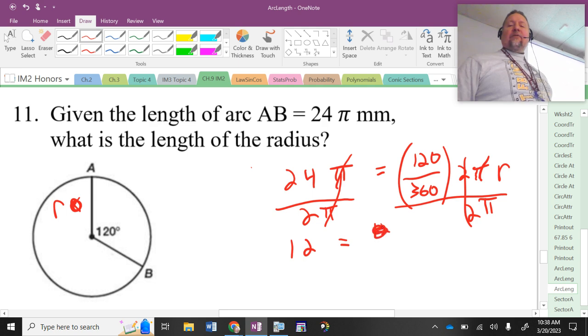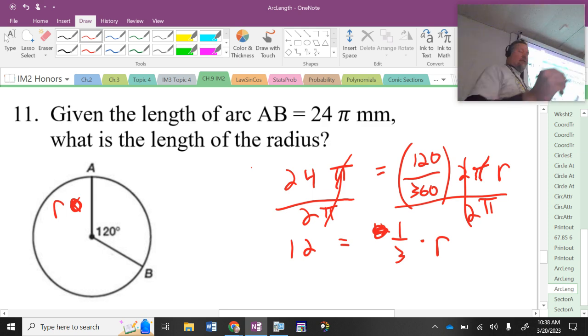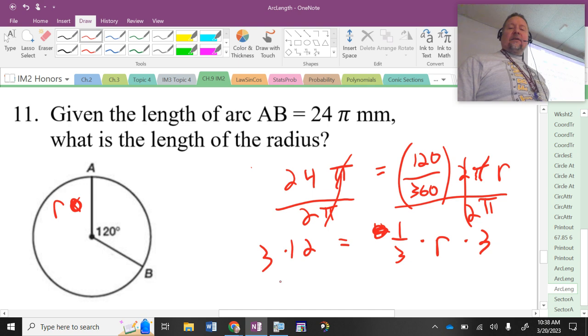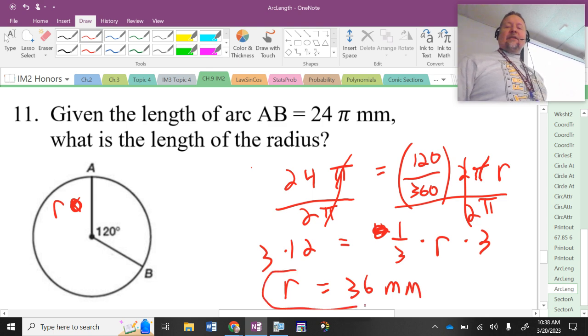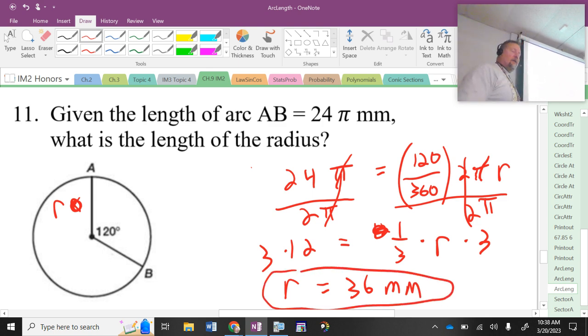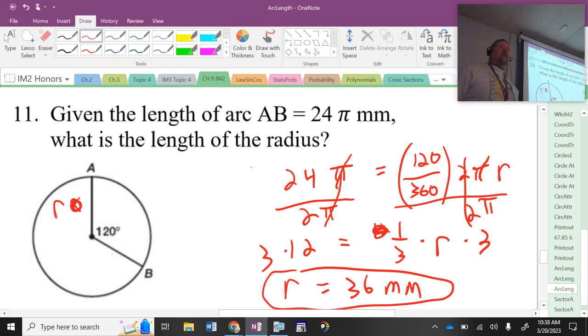By the way, 120 over 360 is 1/3. Then I guess I can do this real fast. Go ahead and multiply by 3 on both sides. And then r equals 36 millimeters. All right, and that's how you end up solving that. So 120, 240, 360. Just wanted to make sure I'm okay.